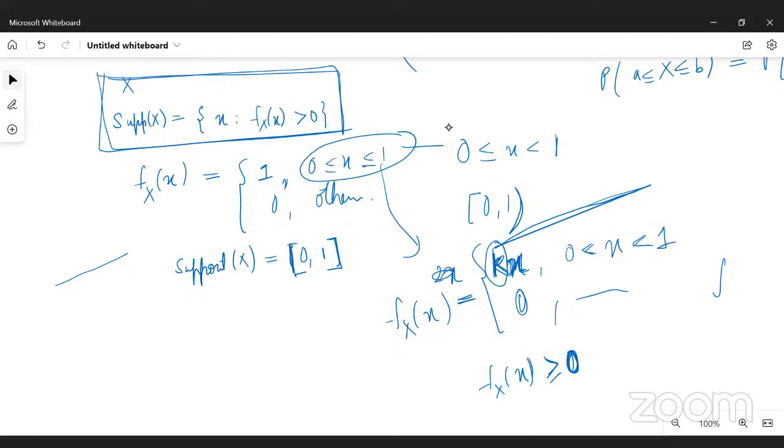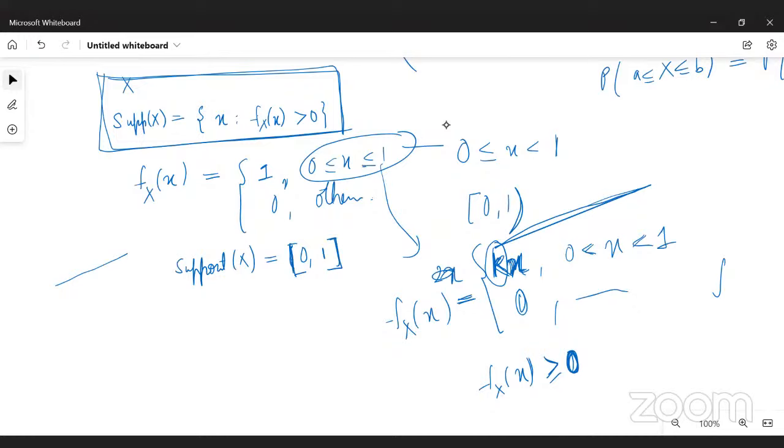For a continuous random variable, open and close is the same thing. Correct. So I think (0, 1) is the answer, but it's an open bracket. Open interval, not closed interval. Yes, it's an open interval, ma'am.